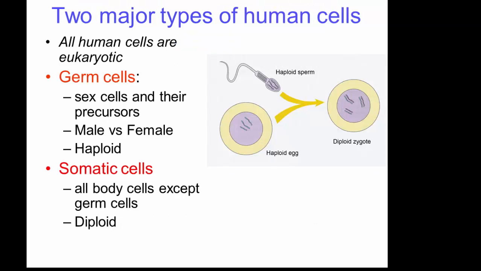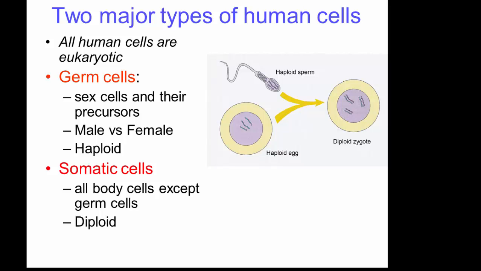Now, when we look just at human cells, there are two major types of human cells, germ cells and somatic cells. Germ cells are the sex cells and their precursors. So this would be sperm in the male and eggs in the female. And then it also includes the cells that make eggs and sperm. Eggs and sperm are haploid, and what that means is that they have half the amount of chromosomes, or half the amount of DNA, as compared to a typical human cell.